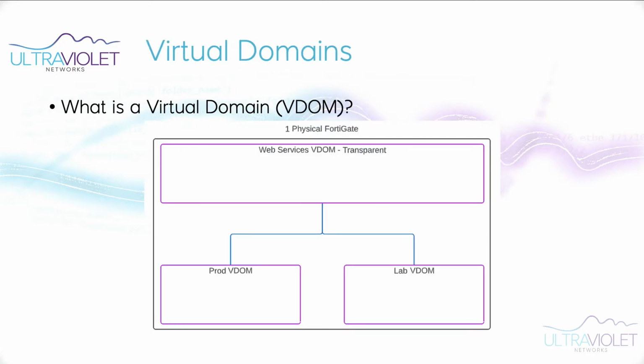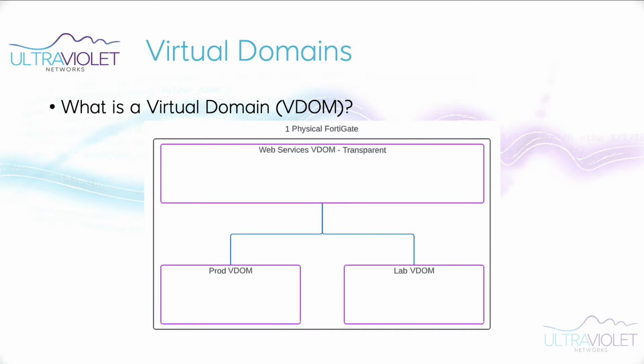Virtual domains, or VDOMs. What is a VDOM? A VDOM is a feature that's present in a number of firewalls. Fortinet calls it a VDOM. You may have heard Cisco call it a context. Palo Alto calls it a virtual system. The idea here is the ability to split your firewall up into multiple virtual firewalls.